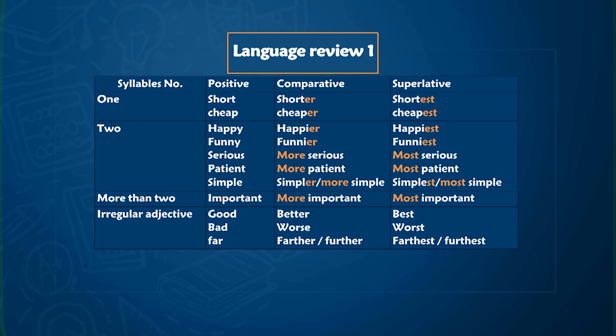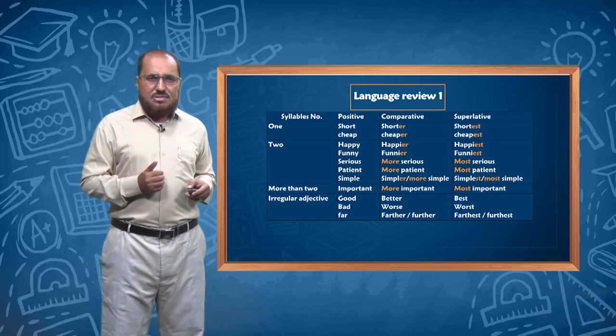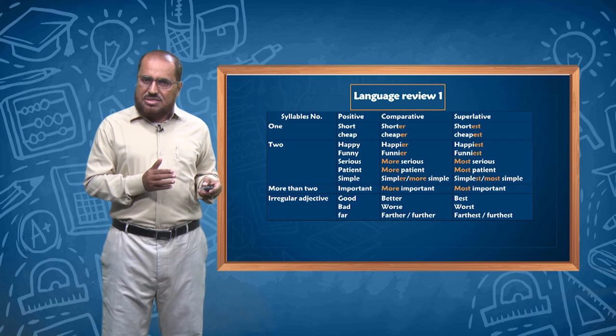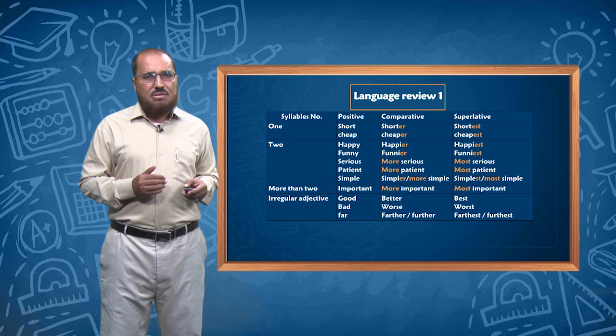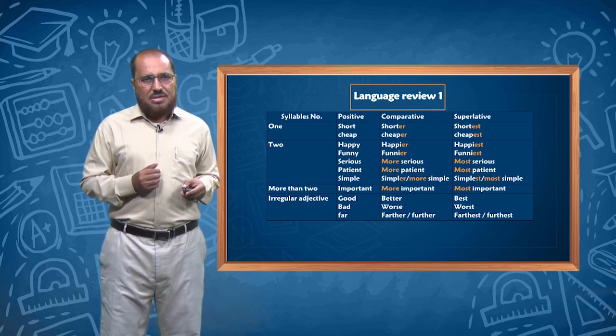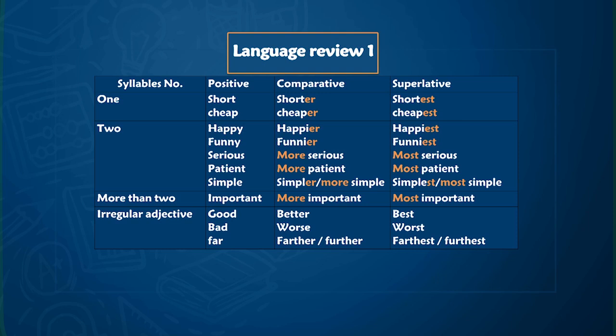Two syllables. If the word is two syllables, this depends on the ending. For example, those words that end in Y usually take ER for comparative and EST for superlative. Other words, some take ER and EST, but some take more and most. Look at, for example, happy, which ends in Y. It is happier, comparative, happiest, superlative. Look at funny: funnier comparative, funniest superlative.